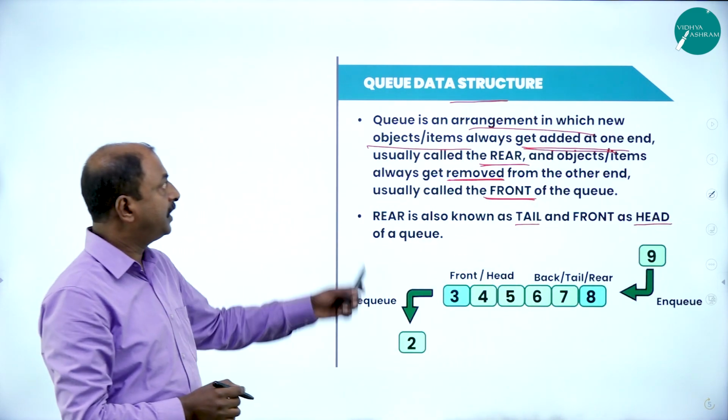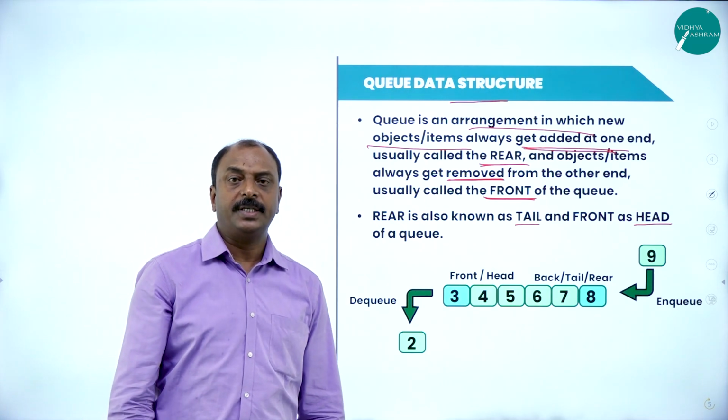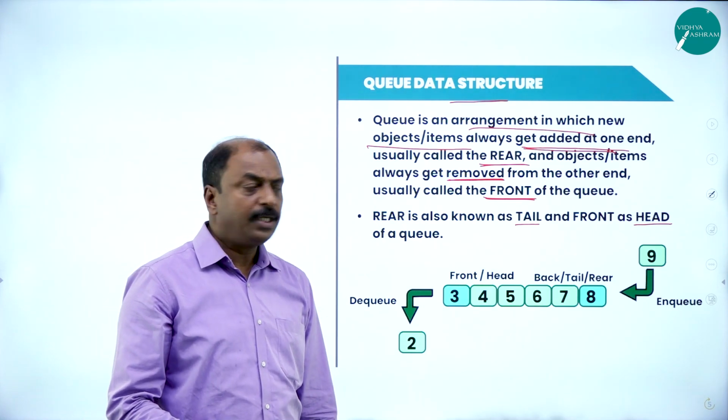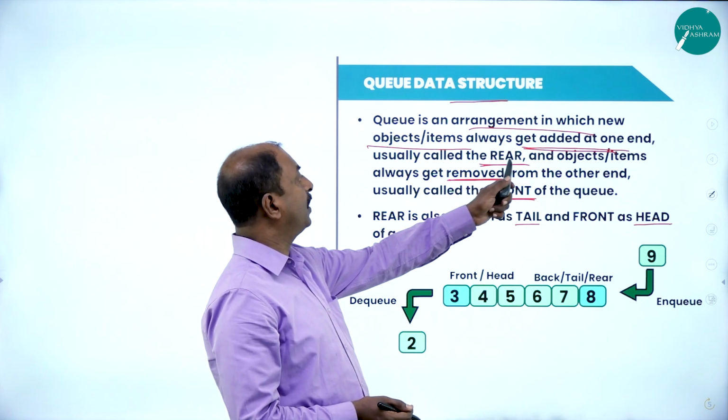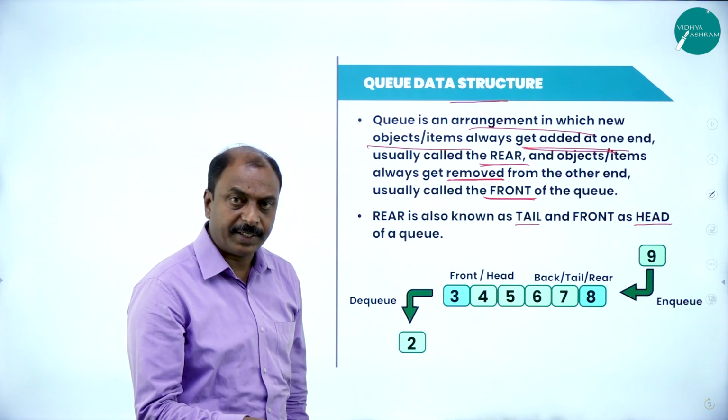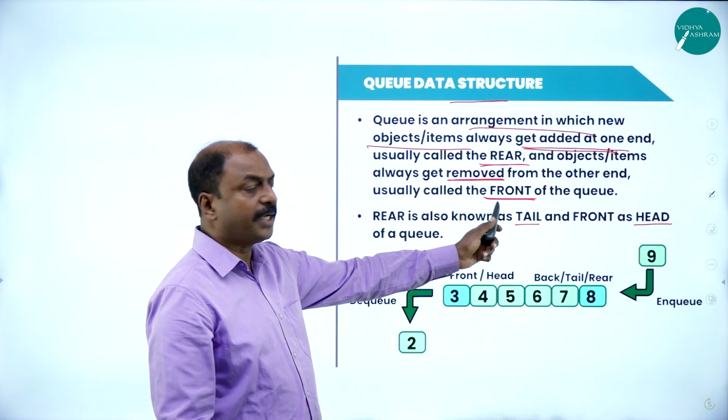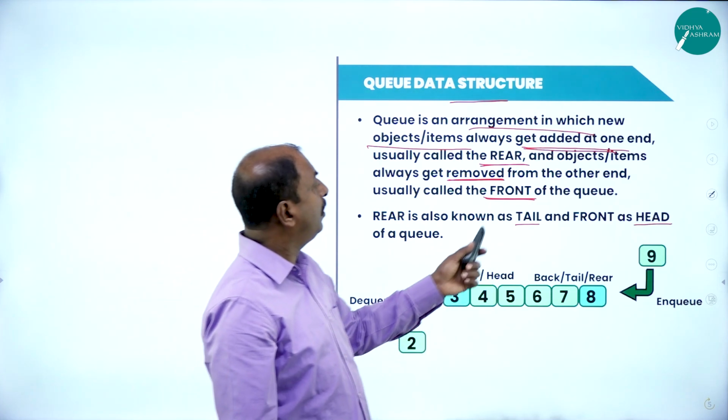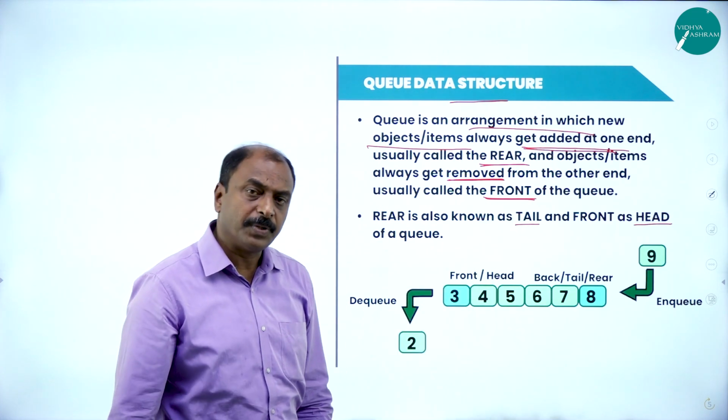So this is the definition of the data structure. Queue is a data structure where addition takes place at one point called the rear point or rear pointer, and deletion or removal takes place from another point called the front point or front pointer.